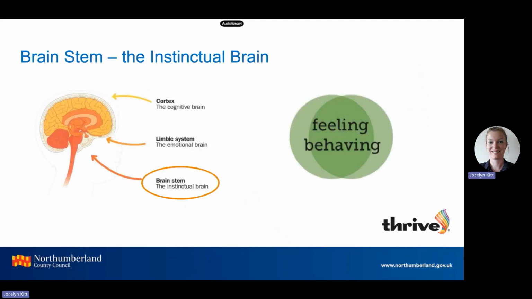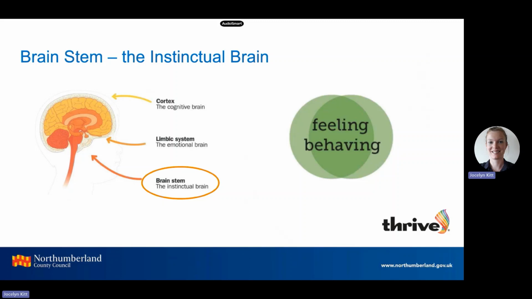The first part of the brain we're going to talk about is the brainstem. This controls the instinctual brain, or sometimes called the reptilian brain, and is the oldest part of the human brain in evolutionary terms, around 300 million years old. This is the first part of our brain to develop when we are born and controls our physiological regulation and basic needs such as hunger, warmth, and a need for comfort. It also controls our fight, flight, or freeze response.